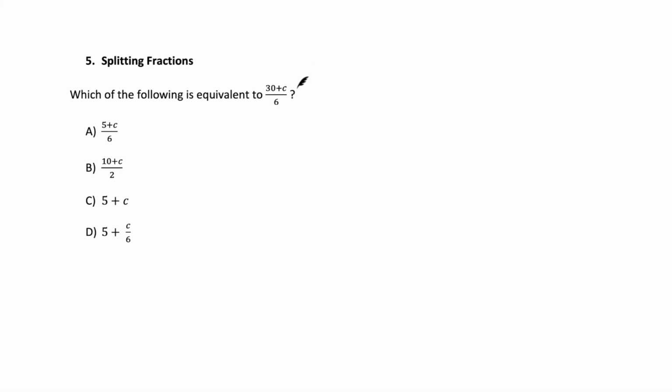Which of the following is equivalent to (30 plus c) over 6? So what happens is when you're splitting fractions, all the numerators will be divided by the denominator. So we'll be left with 30 over 6 plus c over 6. That's our answer. 30 divided by 6 is 5 and this will remain like this, 5 plus c over 6, which is option choice D.